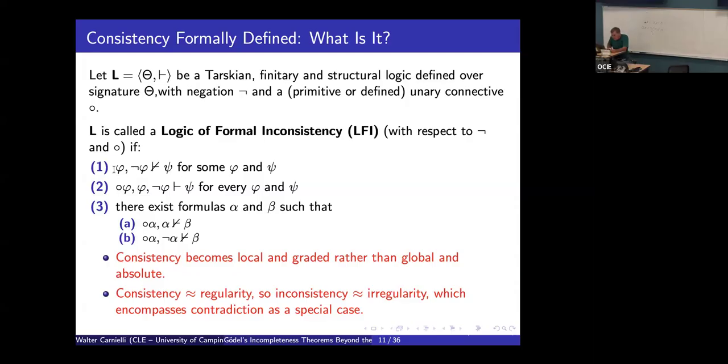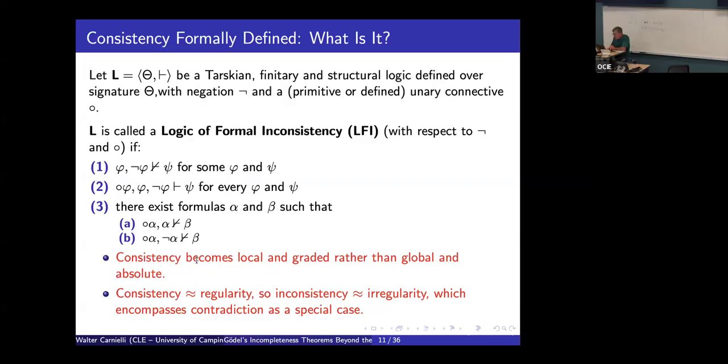The axiomatics of this small animal here is the following. From phi and not phi, I do not derive psi, for some phi and psi. They are not trivial, at least for someone. From consistent phi and phi and not phi, I do derive every possible psi. And also, to make it non-trivial, there exist formulas alpha and beta such that consistent alpha and alpha does not entail beta, and consistent alpha and the negation of alpha does not entail beta. That means exactly that this axiom will guarantee that this little operator here is relevant. It's not innocuous. Right?